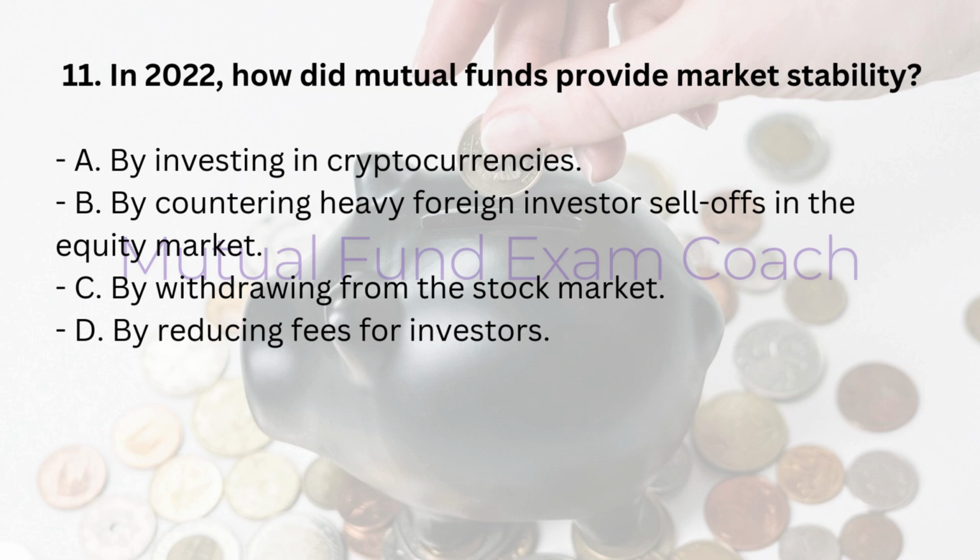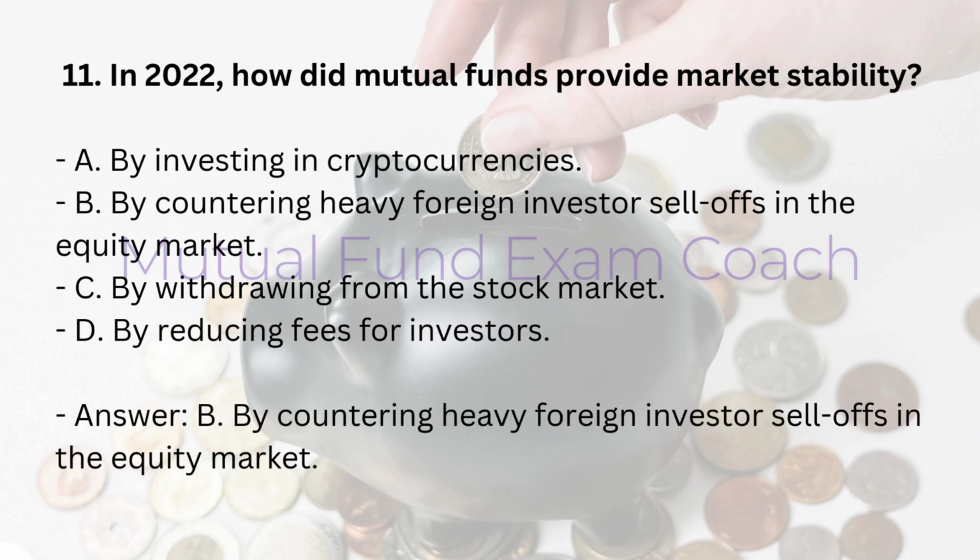11. In 2022, how did mutual funds provide market stability? A. By investing in cryptocurrencies. B. By countering heavy foreign investor sell-offs in the equity market. C. By withdrawing from the stock market. D. By reducing fees for investors. Answer: B. By countering heavy foreign investor sell-offs in the equity market.